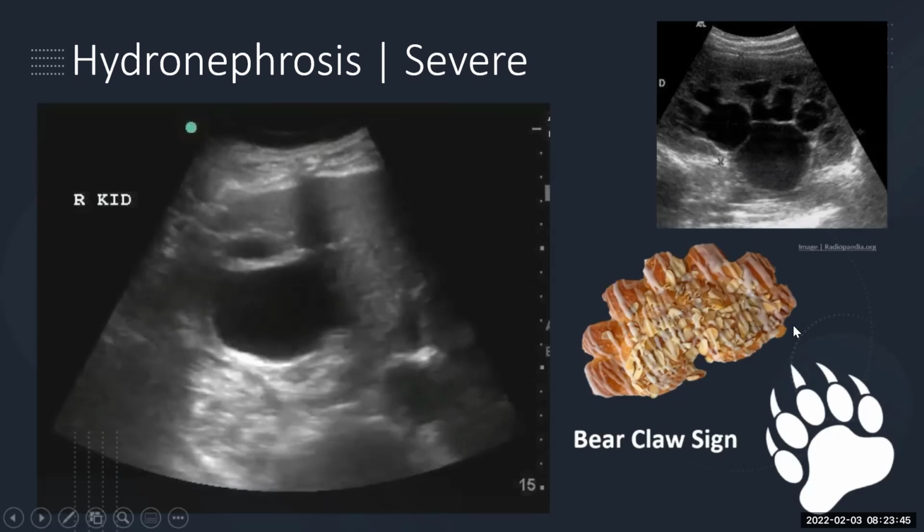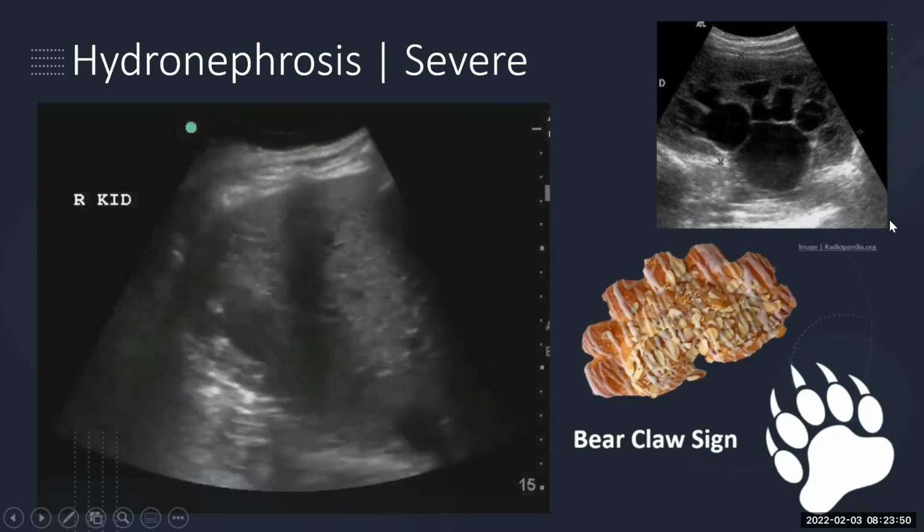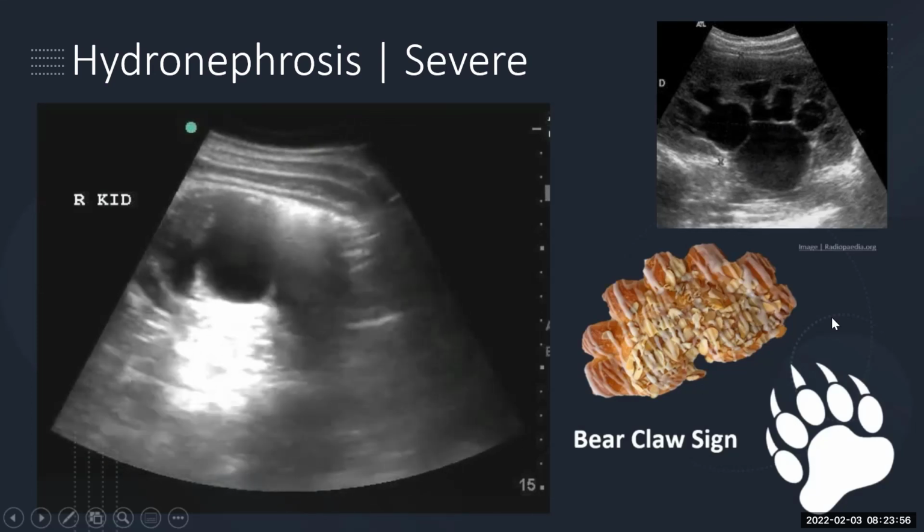And sometimes with severe hydronephrosis, you can see this giant ballooning up of the kidney, and it gives this appearance, which we call the bear claw sign, because it kind of looks like a bear claw. And this is also a pastry bear claw, which are my favorite.